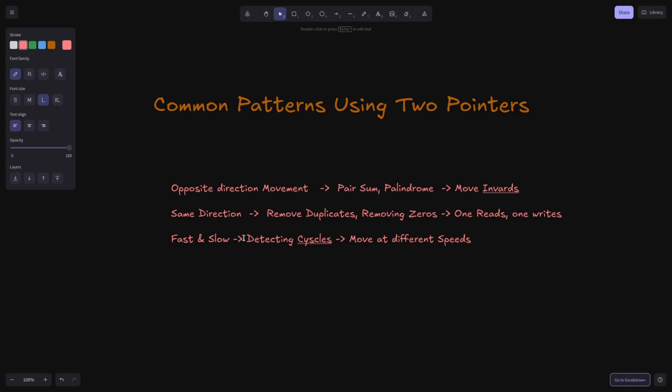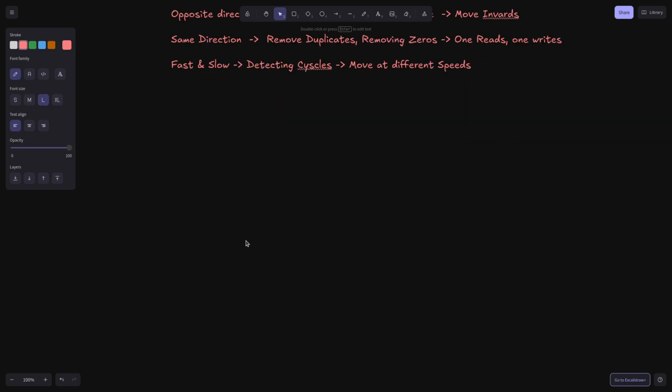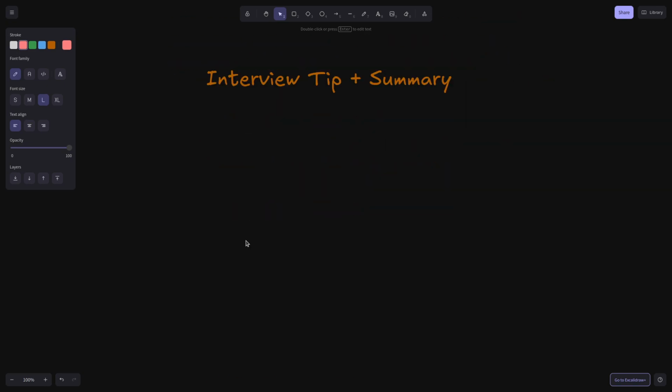So don't worry, you will be very sure about using two pointers. I will also give you a PDF for all these problems. At the end I will give you some interview tips and a summary. So before we wrap up, here are a few interview tips that you should keep in mind. First, check if the array is sorted. If your array is sorted, then only can we use two pointers algorithms.